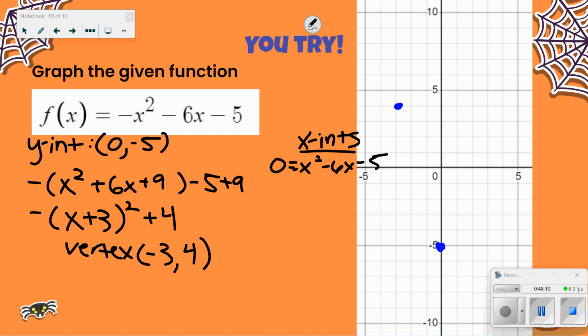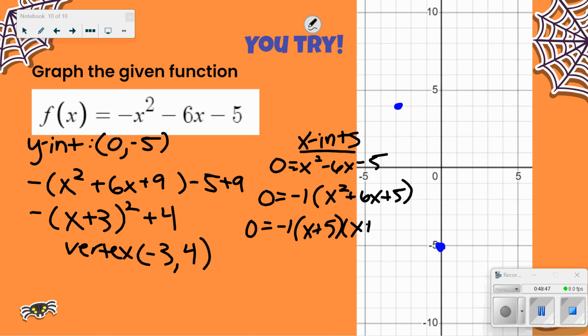Factor. So I could factor out what value from each term? What's our greatest common factor here? You guys see it? What does every term have? A -1. So if you factor out a -1, then you're left with x squared plus 6x plus 5. And then it's easy factoring because you have no a term, or you do, it's just your a term is 1. So you have x plus 5 and x plus 1.